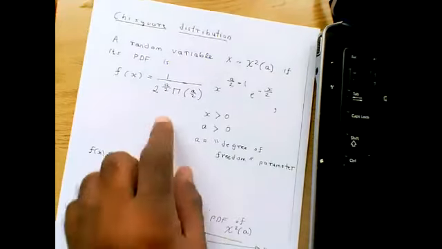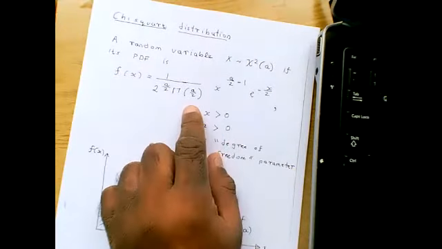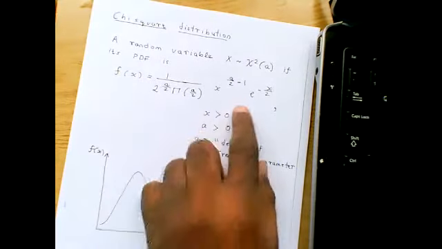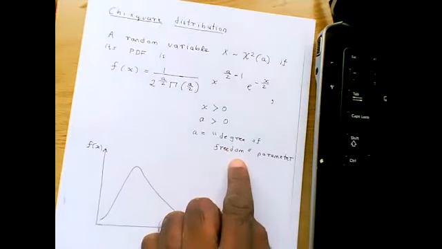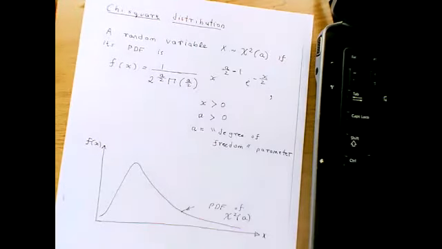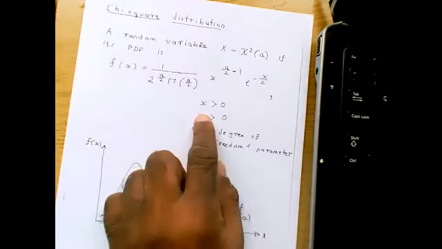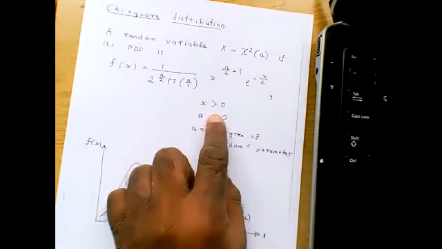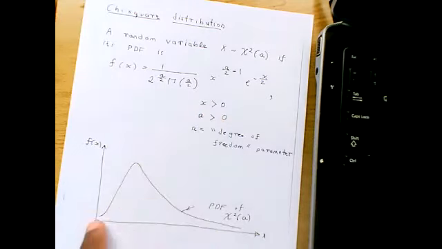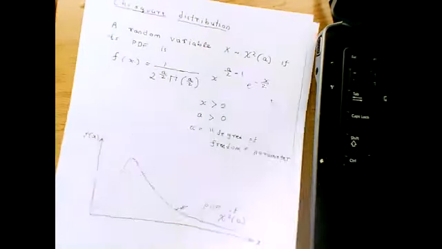A chi-squared random variable has this as the density function, where a is referred to as the degree of freedom parameter. X is positive, that is, it is defined on the positive domain. And the typical shape of the density is something like this.